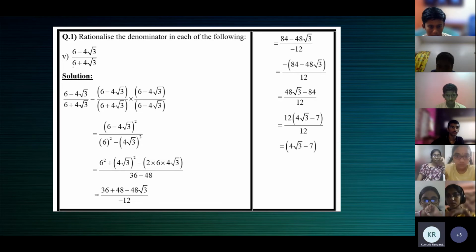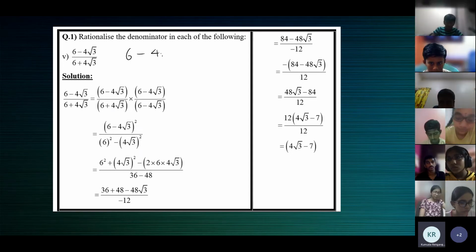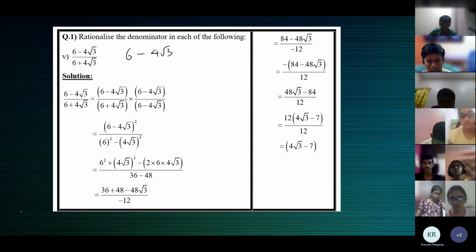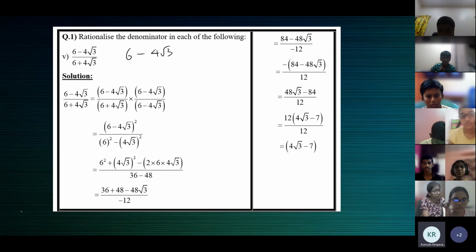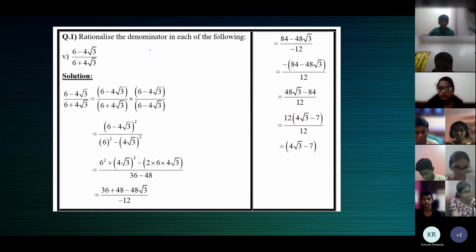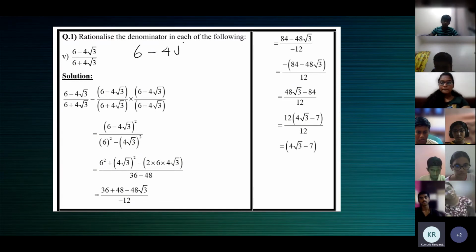So again, the denominator is irrational. The conjugate of the denominator is 6 minus 4 root 3. The conjugate, why late, Raja? Ma'am, first I joined the class, ma'am. After that I left and came again. Okay. So 6 minus 4 root 3 is the conjugate.